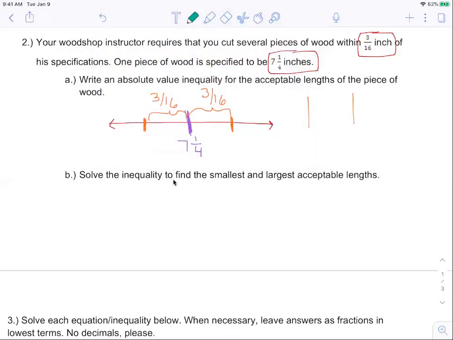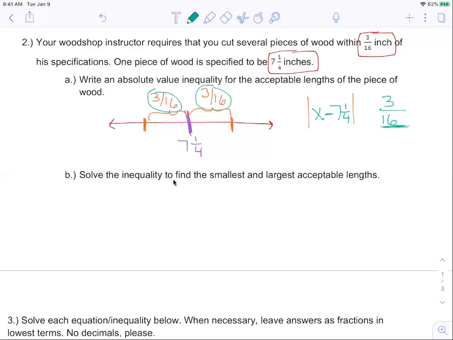So I would have an x minus the middle of our graph. That's the cut that we're supposed to make, because that's in the center of my picture right now. So that's 7 1/4. Remember, the distance on either side of that is the number that goes on the other side of our absolute value, that 3/16. So 3/16 in either direction is what the absolute value is equal to.